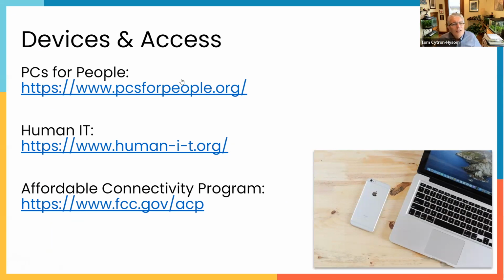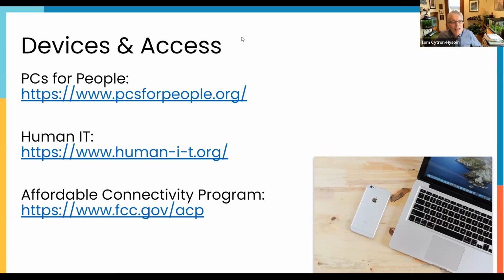Yes, okay. So part of digital navigation can include helping people get connected to broadband and getting the computers that they need. So we've listed 3 different resources that may be useful to you. I've personally worked a lot with PCs for People, and I have not worked with Human IT, but it's a very similar program, I understand. Both of these are nonprofits, and they provide computers for people. At least PCs for People takes massive numbers of computers and updates them and wipes everything off of them, and then gives them to people or sells them at a very, very low rate.